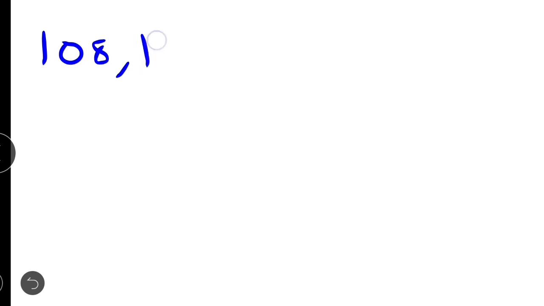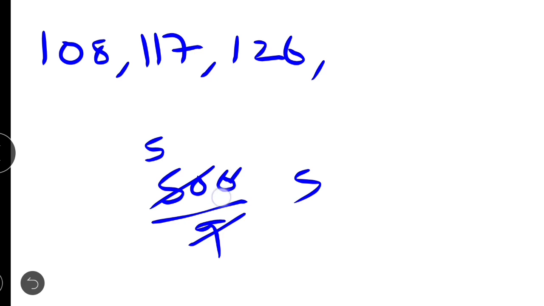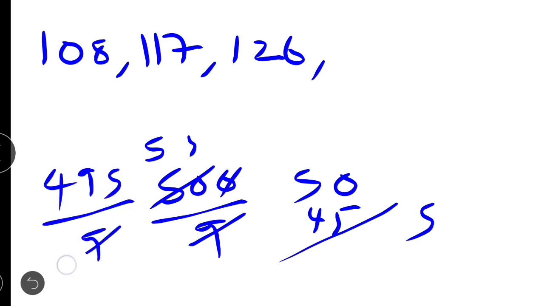So the next number is 117. The next number is 126. Let's find the last number. Actually, the last number is near 500. Let's verify with 9. 9 ones are 9, 9 fives are 45, remainder 5. So from 500 subtract 5, that gives 495. Let's verify. 9 ones are 9, 9 fives are 45, 4 carry to the next digit. So it is divisible by 9.